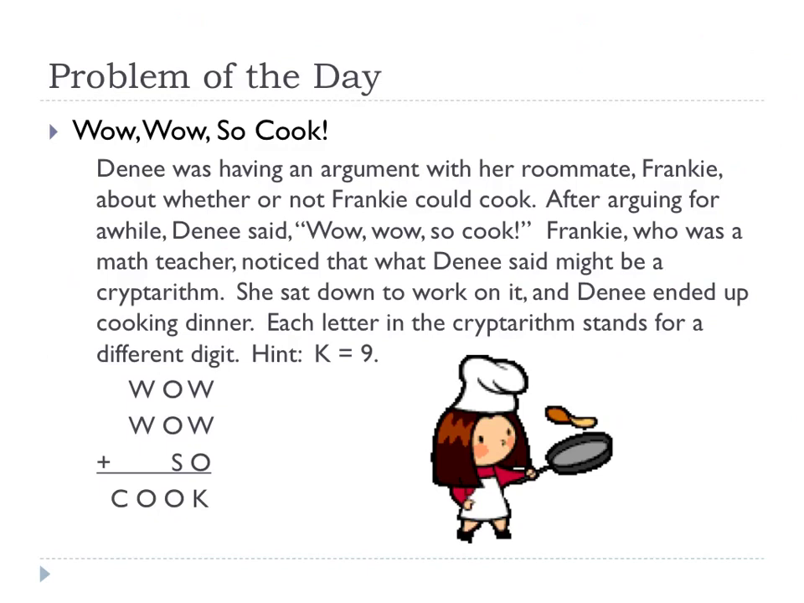Hint, K equals 9. Okay, so they're giving you K. That's good. I know that K equals 9. I also know that C got to equal 1. So there's only 3 letters left. A W, an O, and an S. Those are the only 3 letters that you have to figure out. This problem looks really, really simple, but it's a little trickier than you think, so you got to be very careful with it. But you only have 3 letters to figure out, W, O, and S. See if you can solve this problem.